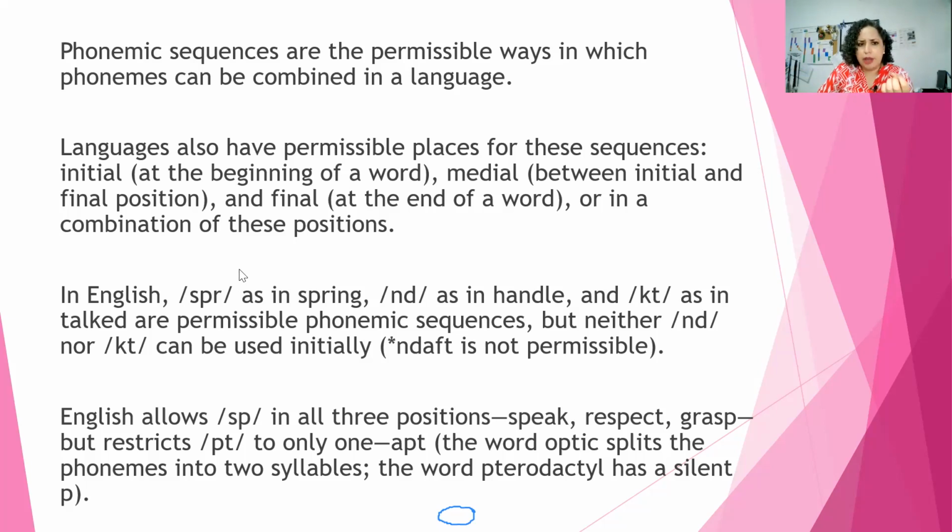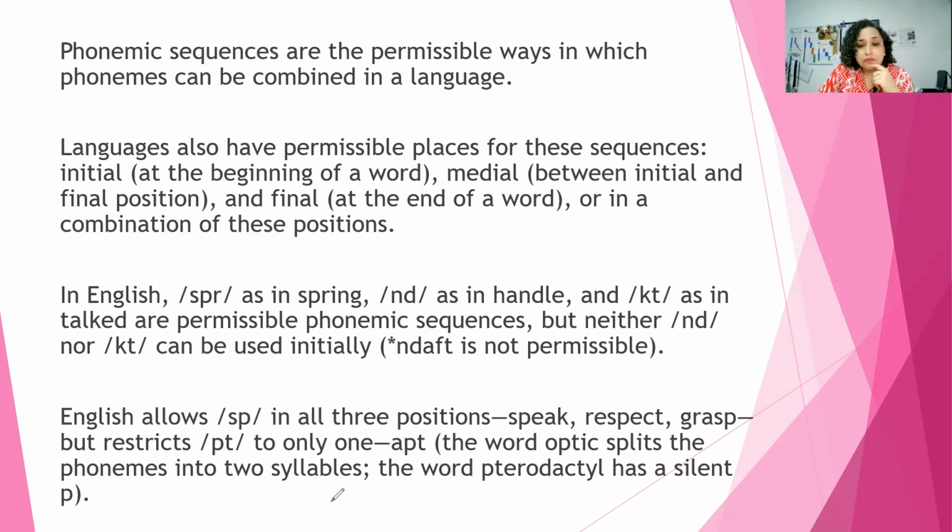SPR as in spring, and D as in handle, and KT as in pulp, or going back to the sound of SPR as in spring, and D as in handle, and K as in talk, are permissible phonemic sequences, but neither of those sounds can be used initially. Those sounds, like ND, cannot go at the beginning of the word. And that's one of the parts of the questions when you were asked before if ndel was a word in English, and it's not, because you never have this combination of sounds ND at the beginning of a word.